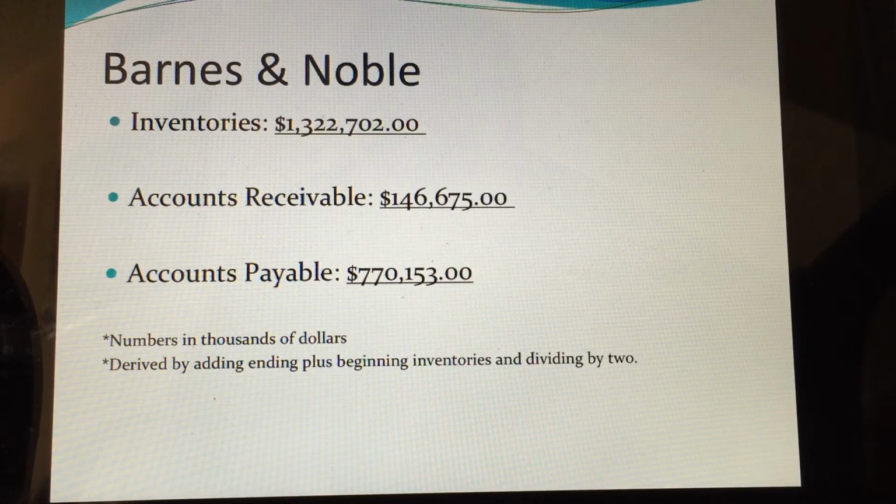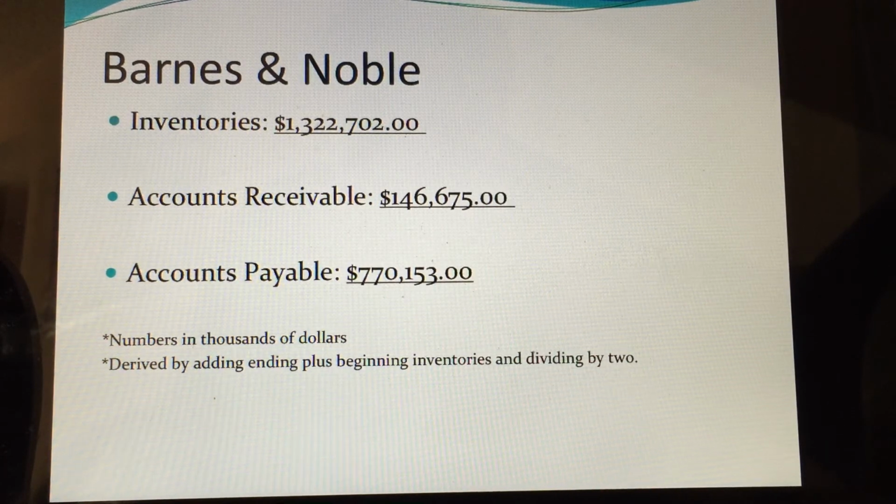Next, I needed to look up inventories, accounts receivable, and accounts payable. To get that, you had to add the ending and the beginning inventories and then divide it by 2. So you had to get the average inventories. Well, that's just for inventories. You did the same thing with accounts receivable and the same thing with accounts payable. So this is the average inventories, accounts receivable, and accounts payable.